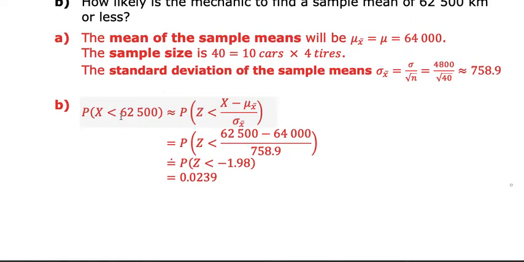So the probability that x is less than 62,500 is being approximated by the probability that a z-score is less than the deviation with regards to the sampling distribution. So we've calculated the sampling distribution. The mean of the samples is 64,000, similar to the population, but we've adjusted the standard deviation of the sample means to the value that we calculated. This has a z-score of negative 1.98, and you can use the z-score table to determine that the probability is approximately 2%.